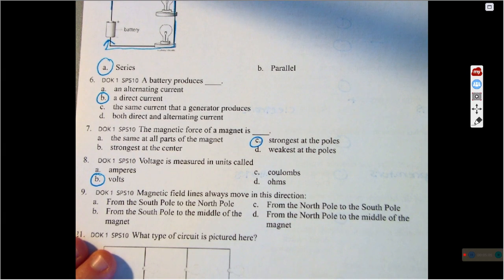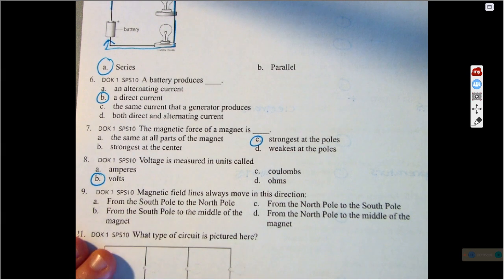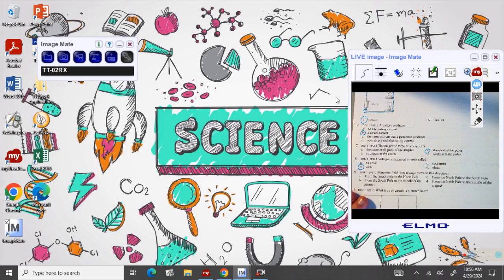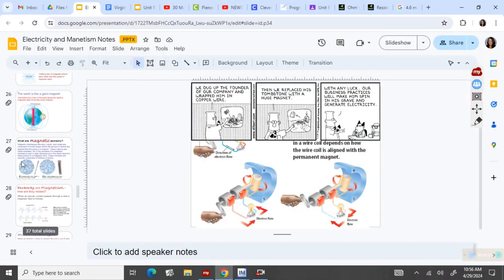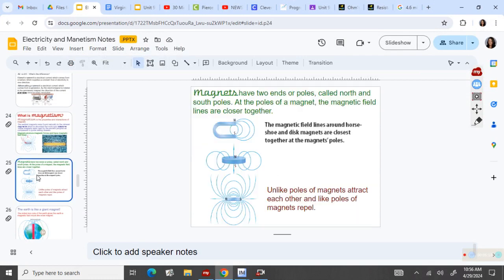Magnetic field lines. I want you to cross this one out. We did have it on the notes, and I can show you that. Let me show you that really quickly. Magnetic field lines. Where are we at? Right here. So magnets have two poles. At either end, they have the magnetic fields. The magnetic field lines around a horseshoe and disc magnets are closest together at the poles.